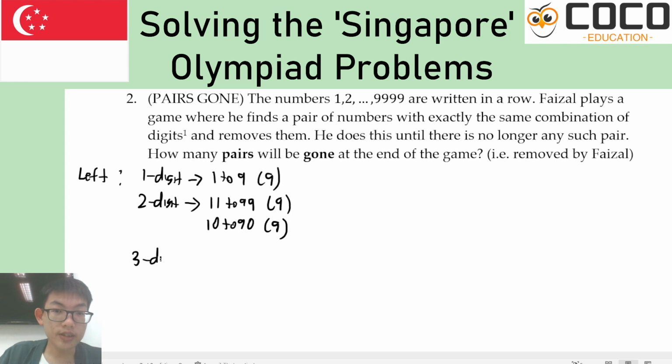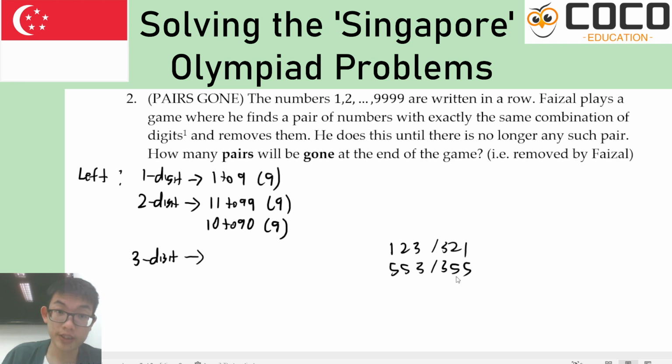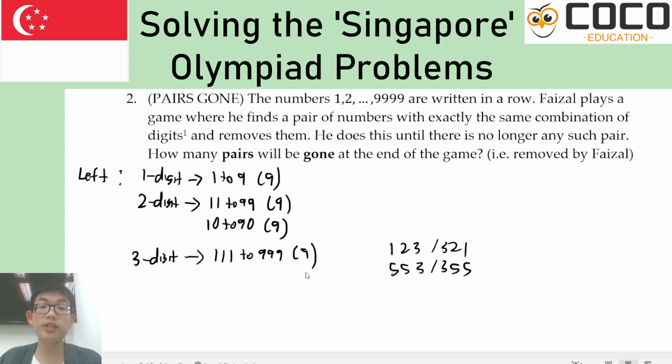Now, 3 digit is interesting because, again, the reverses are going to be all taken up. So let's say you have 123 versus 321. You have, let's say, 553 and 355. These will all be removed. So which ones will actually stay? First of all, 111 to 999 will all stay again. Right? Those are definitely going to not have any counterpart. In addition, all of the palindromes are going to stay.